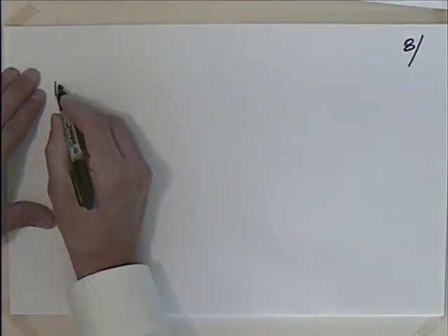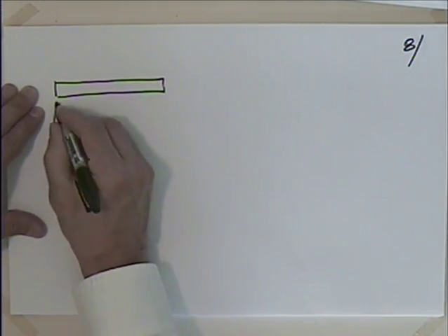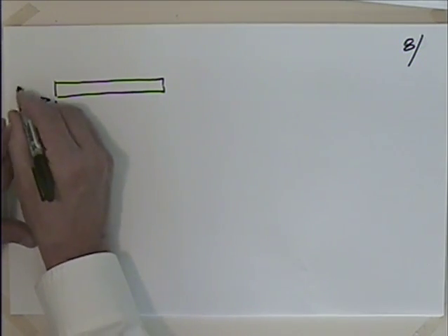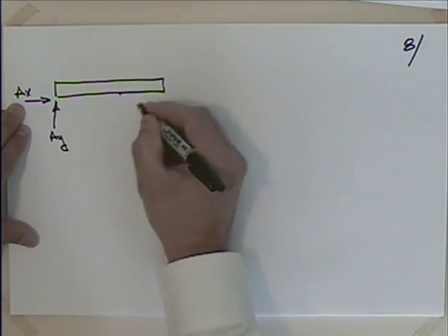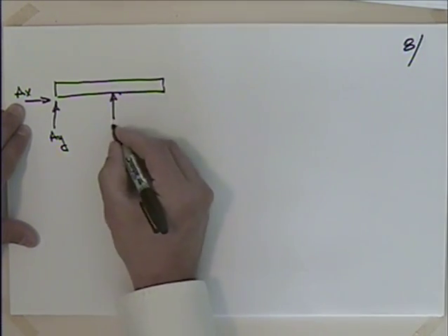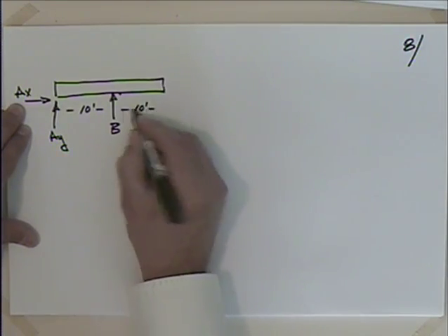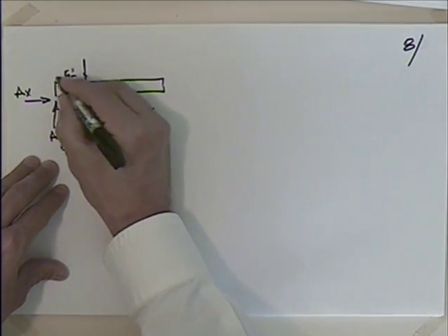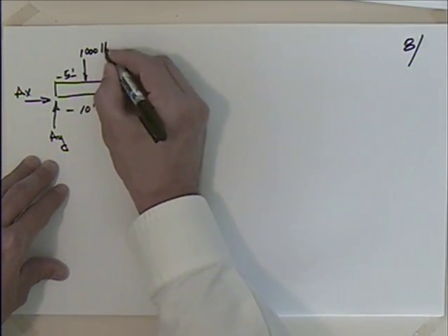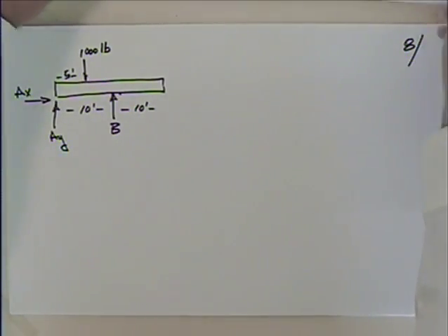So free body diagram of the left-hand side is going to look something like this. At A, I've got AX and AY. Then at B is a roller. So I'll just have B like that. We've got 10 feet there and 10 feet there. And we're told at 5 feet we have 1,000 pounds. And is that what I have going on there?